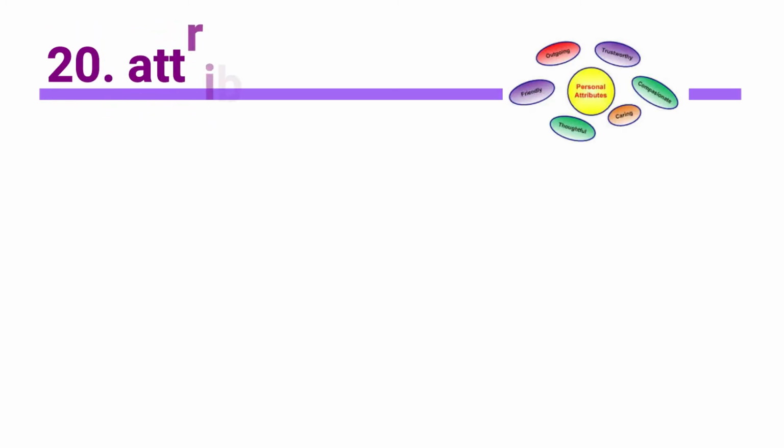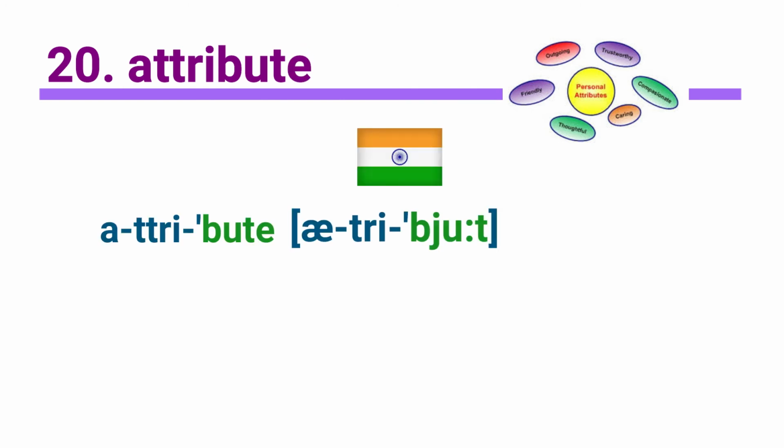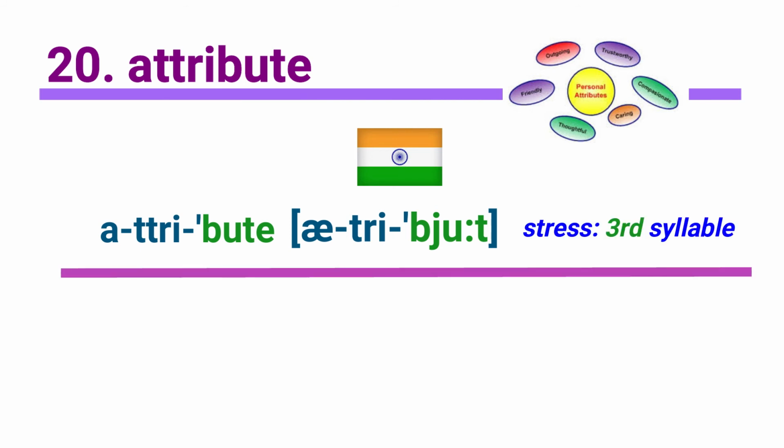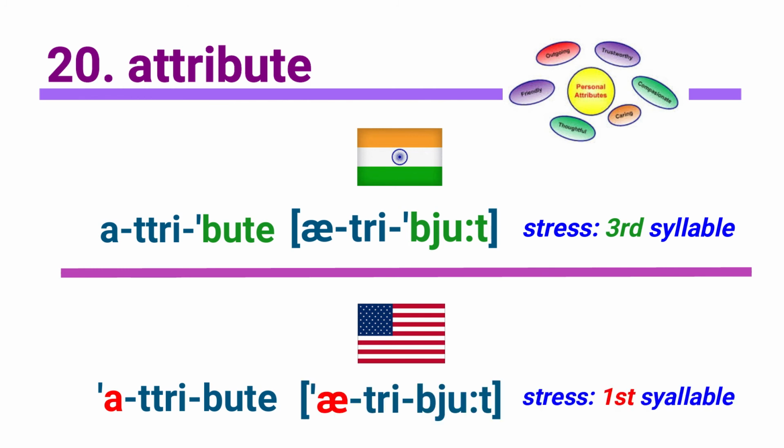Next is the word attribute. My friends from India tend to pronounce it as attribute, with the stress on the third syllable. And my American friends would pronounce it as attribute, with the stress on the first syllable.